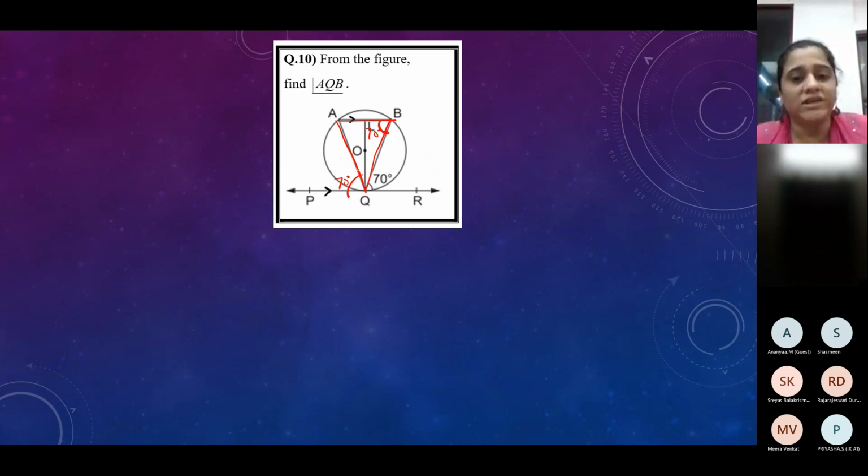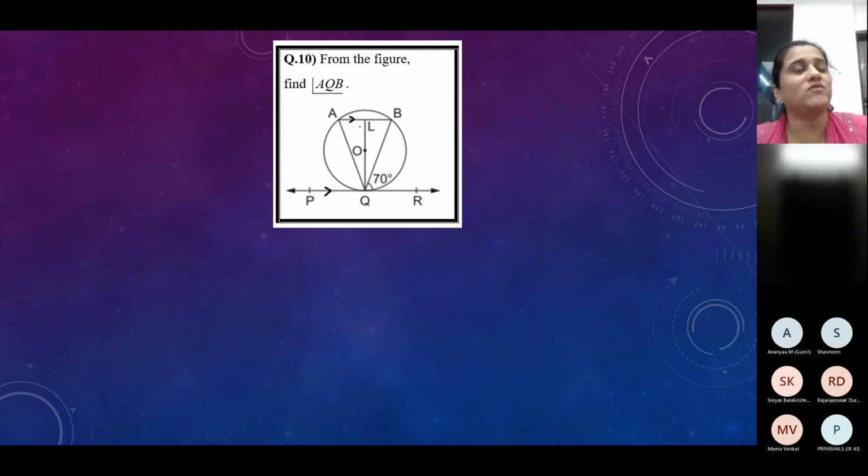Now, we need to find this angle, AQB. How do you find that? The sum of the angles on a straight line is equal to 180 degrees, and hence this is 40 degrees. So we used two ideas here.